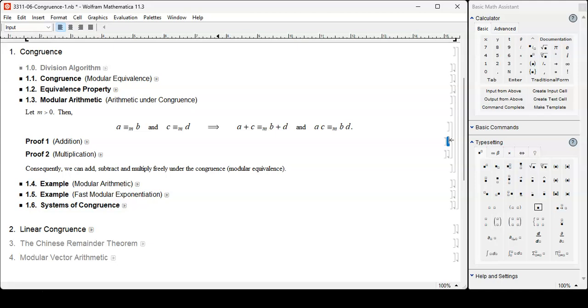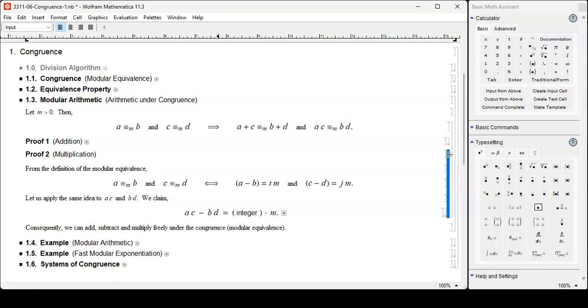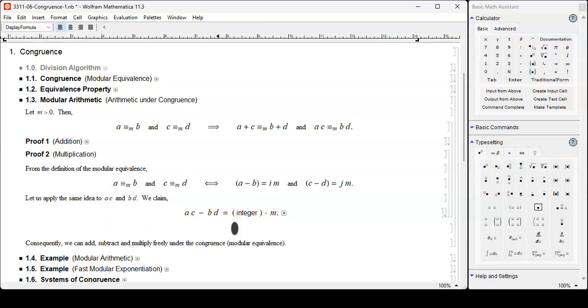Now, would you like to try the multiplication? Would you like to stop the playback and try on your own? Go ahead. Well, time is up. All right. So that's what you want, right? A minus B, C minus D, IM and JM. Yeah, same condition. By definition, can be reduced like this. And then the conclusion here can be rewritten as AC minus BD. The left-hand side minus right-hand side is an integer times M. How would you do this one?